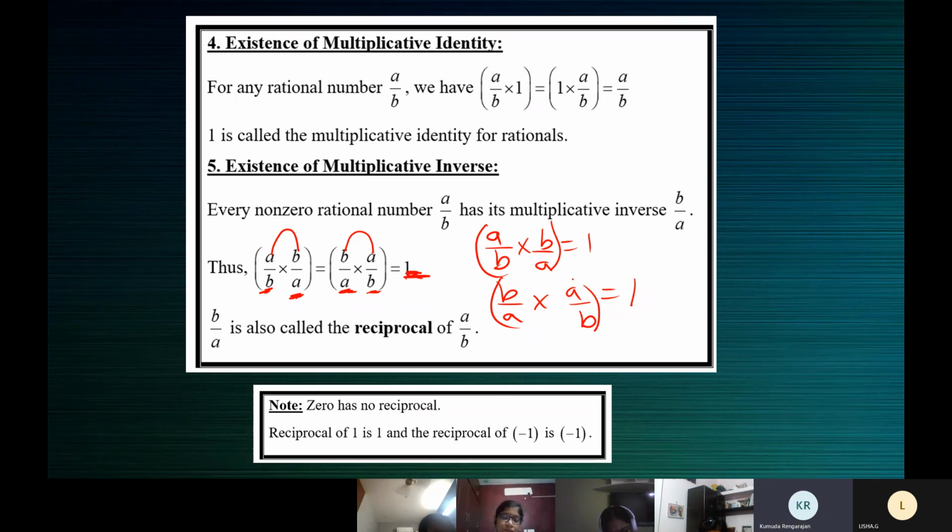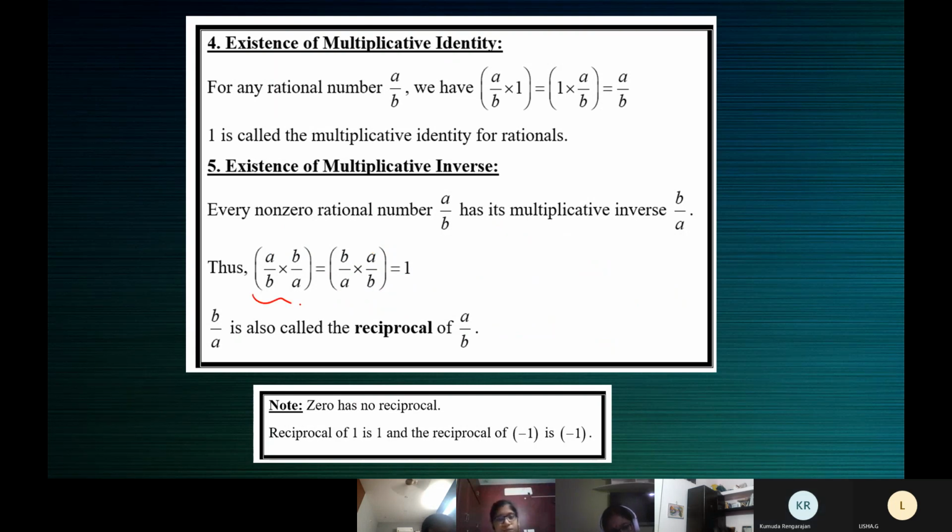Both are equal to 1, no? So we just write it in a continuous equality. In a continuous equality like this, this is equal to this is equal to 1. For both, the answer is 1.